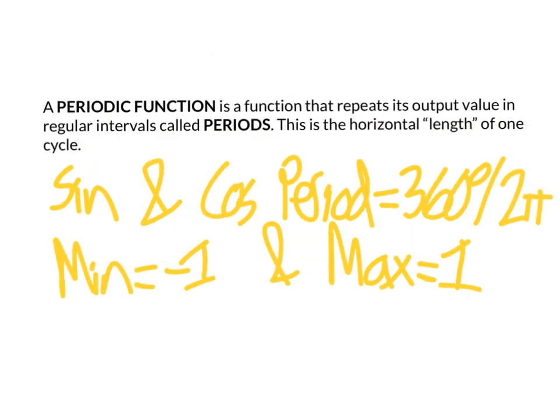Now let's get into some basic definitions that are useful to know. A periodic function, like a sine or cosine function, is a function that repeats its output value in regular intervals called periods. A period is the horizontal length of one cycle. So we see that sine and cosine have a usual period of 360 degrees or 2 pi, with a min of negative 1 and a max of 1.